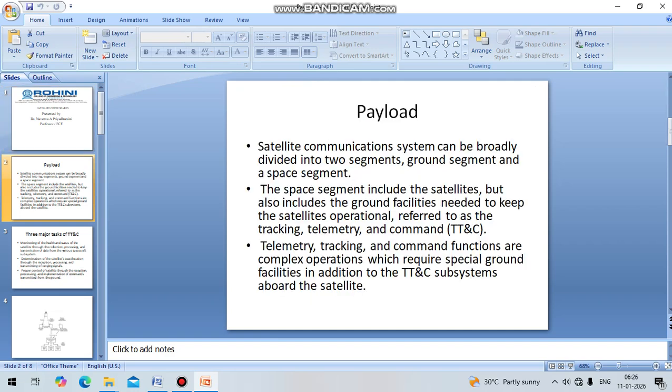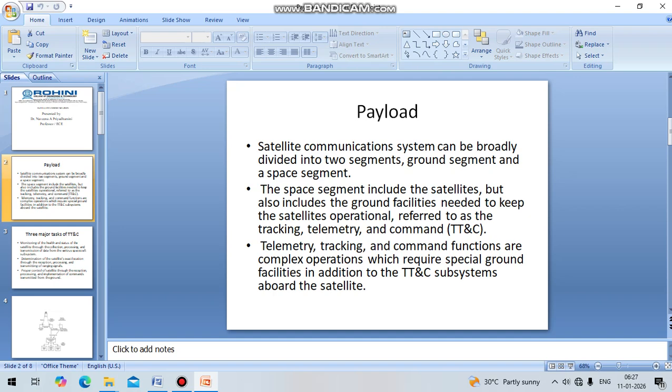So payload, before entering into it, we can say that payload is the thing that is the purpose for which the satellite is launched. The thing that is carried out by the payload. Satellite communication is of two types, that is the ground segment as well as the space segment. The space segment includes the satellites and also the ground facilities needed to keep the satellite operational, which is named as TTC. So when we are launching the satellite, it consists of the payload as well as these elements. This TTC refers to the telemetry, tracking and command function.